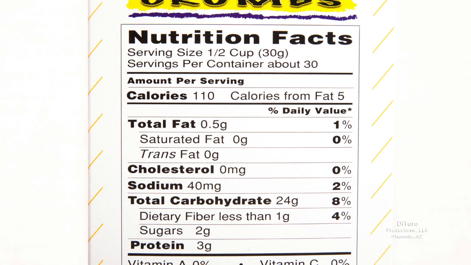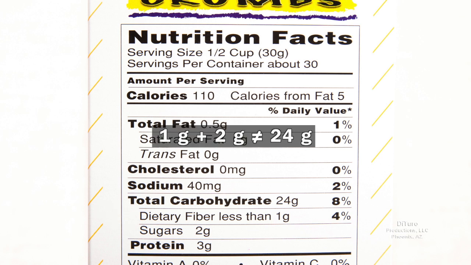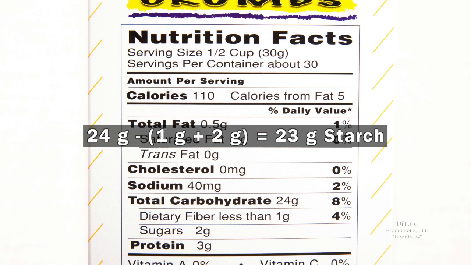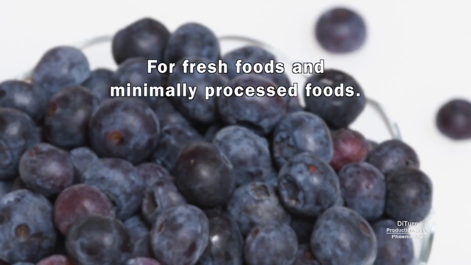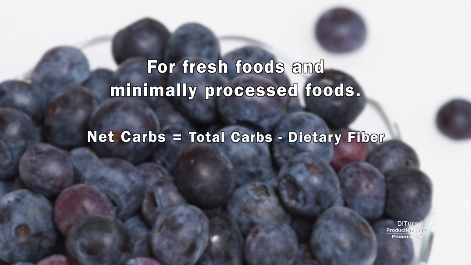A standard nutrition facts label includes total carbohydrates, dietary fiber, and sugars. Adding dietary fiber and sugar does not equal total carbohydrates. Subtracting fiber and sugar from total carbs gives the amount of starch. For fresh foods and minimally processed foods, net carbs equals total carbs minus dietary fiber. Basically, net carbs equals sugar plus starch.